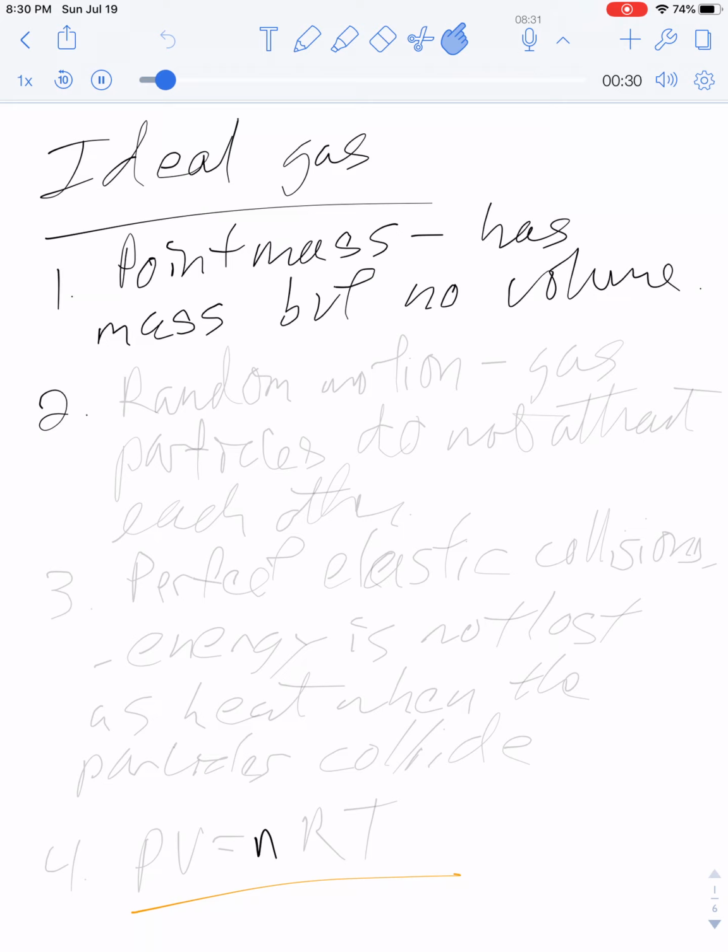The second principle of an ideal gas is that ideal gases have random motion. In other words, the gas particles do not attract each other.